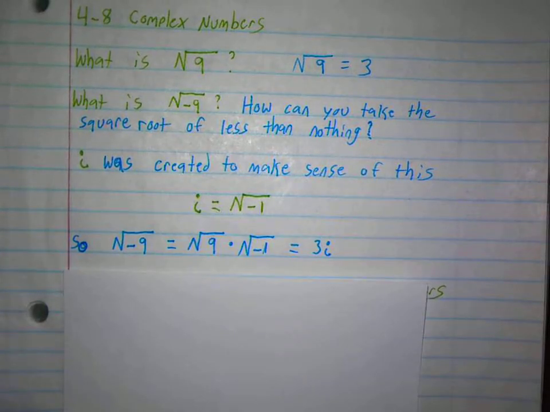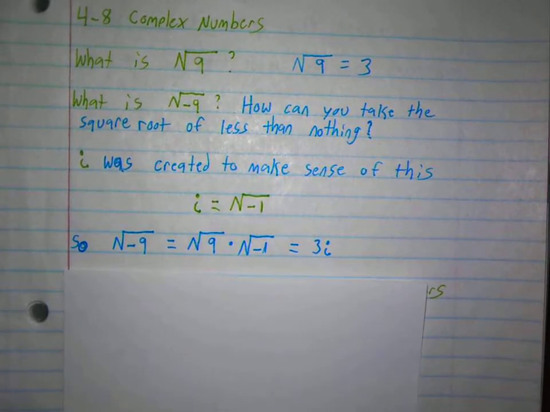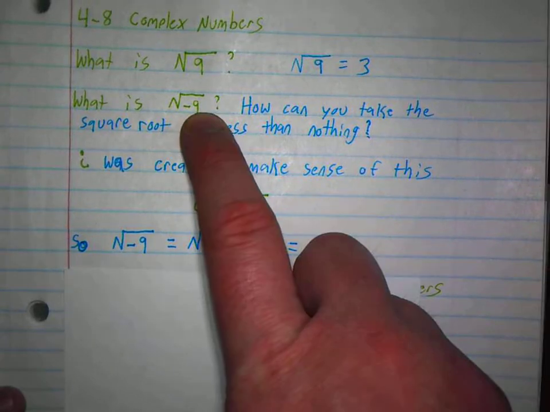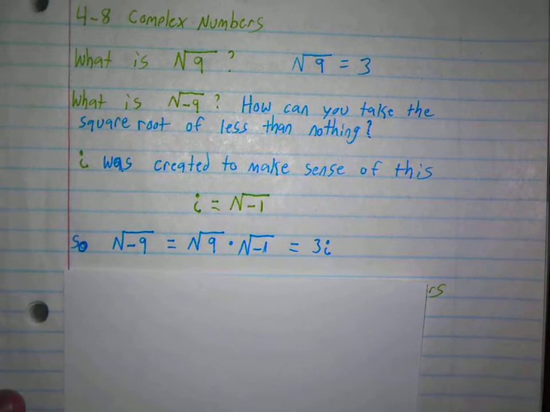Do you guys see the difference between square root of 9 and square root of negative 9? If the number in the radical is negative, yes, you will have an i. Otherwise, you will not. Okay.